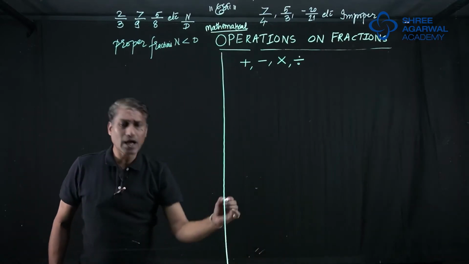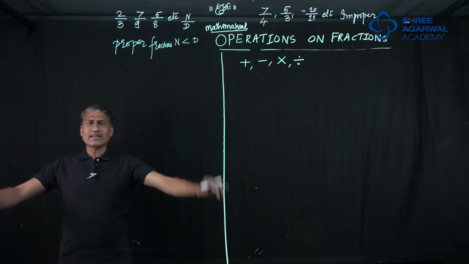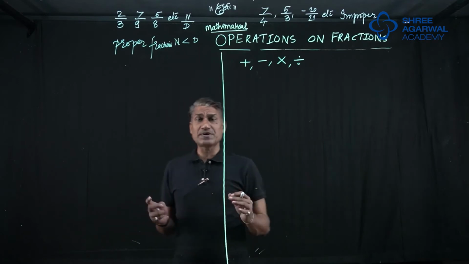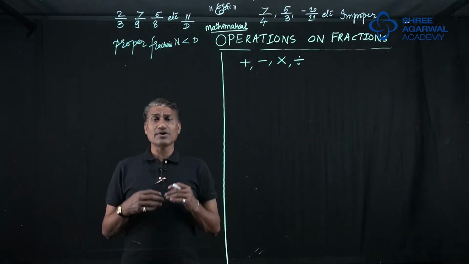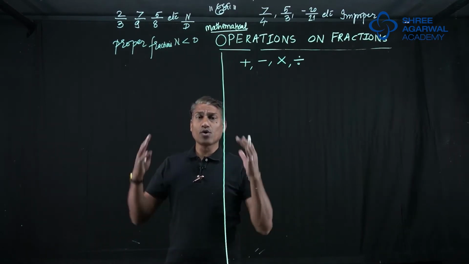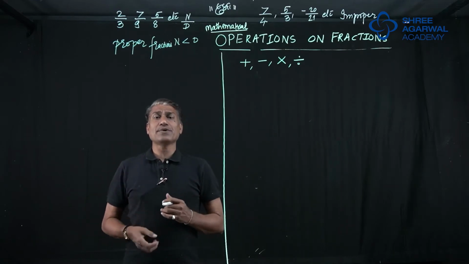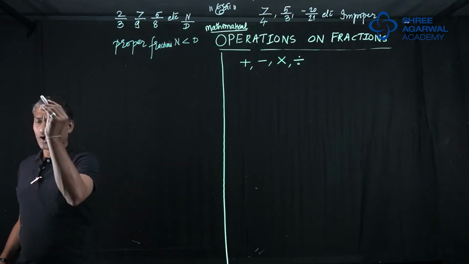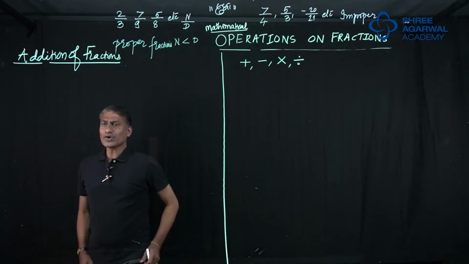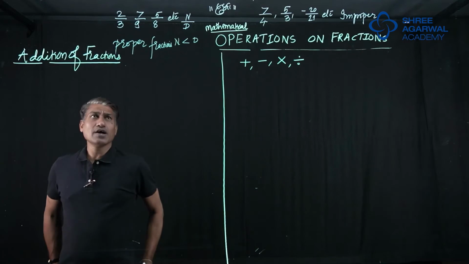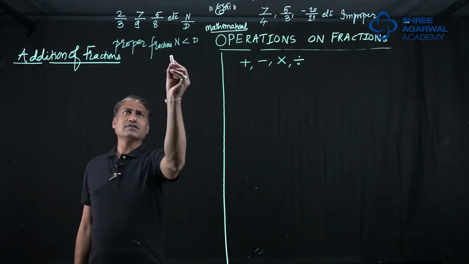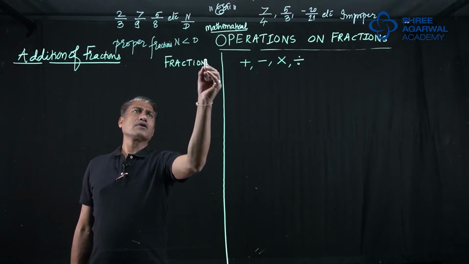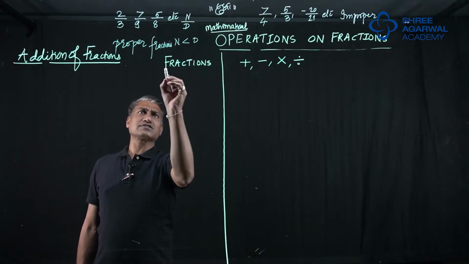Let us understand how it is done. It's a very, very important thing, because in my 24 years of experience, I have found students who are even going to 9th standard and 10th standard go wrong in operations on fractions. So the first operation we will take is called addition of fractions. When we talk about addition of fractions, I would again ask for a small thing to be understood by us.